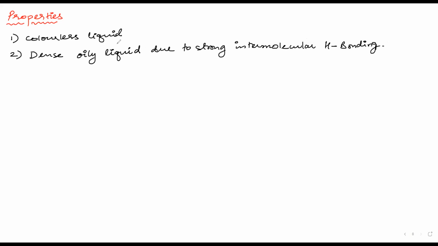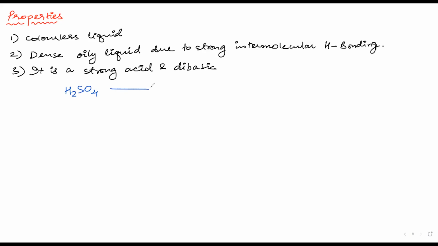Now, what is the basicity? It is acidic in nature and it is dibasic. The third point is it is a strong acid and dibasic. We have written that H2SO4 is dibasic. Why is it dibasic? Let us see the basic nature of H2SO4. H2SO4, on the first dissociation of hydrogen, gives H plus and HSO4 negative.